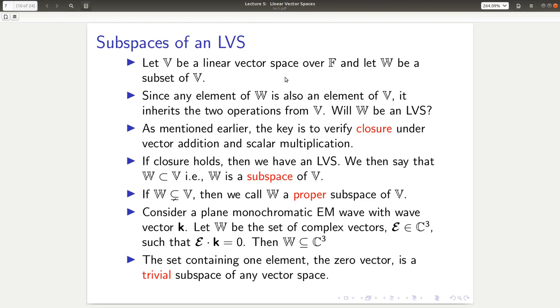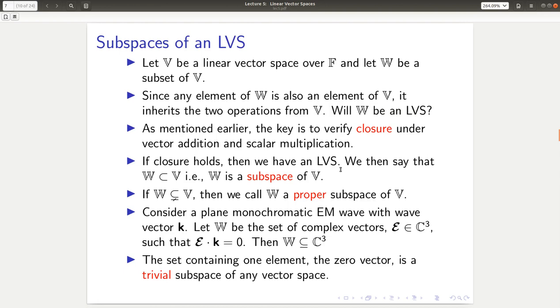Now the question is, if I just take some arbitrary subset of V, will it be a vector space? First we want to make W into a vector space. So the first step is to ask what is plus and dot, that is addition and scalar multiplication. We have to put that property onto W, but that follows because we know how to add vectors and multiply by scalars in V, so we can just transfer those operations from V to W. Now that we have the operations, we ask, will W be a linear vector space? As I mentioned earlier, the key is to verify closure under vector addition and scalar multiplication. If both closures hold, then we claim we have an LVS.